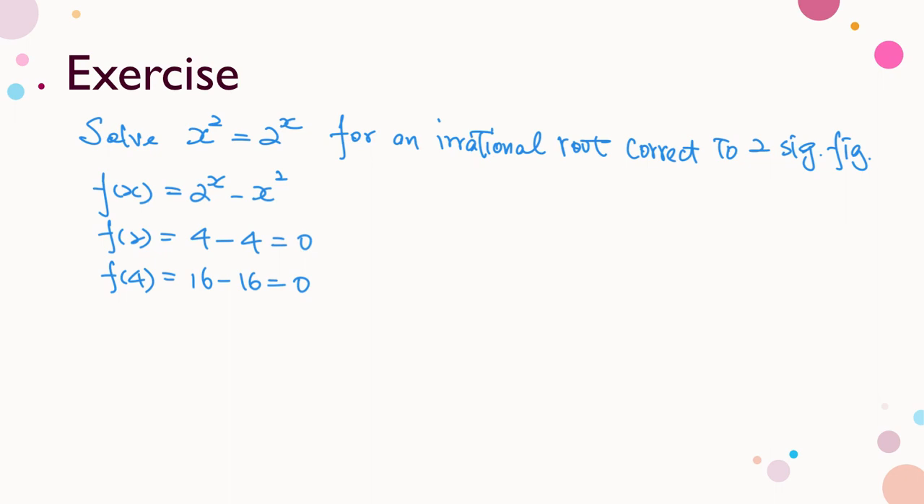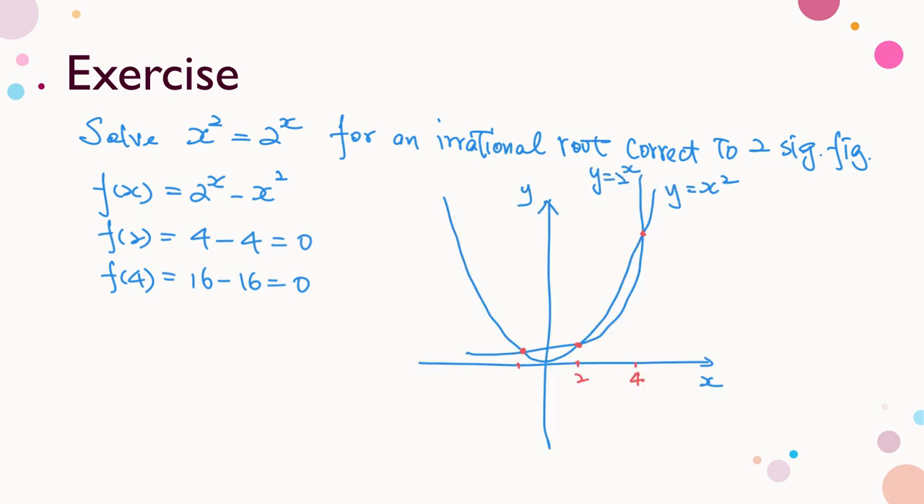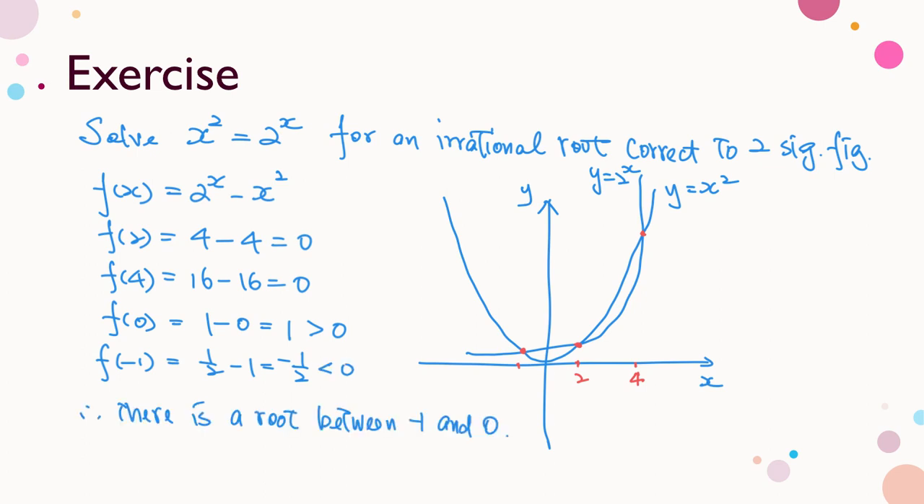If you sketch the graphs of y equals x squared and y equals 2 to the power x, you will see the graphs intersect at a negative value of x. Check that f(0) is positive and f(-1) is negative. There is a root between -1 and 0. You may use the bisection method and Newton's method to find it correct to 2 significant figures. I put down the answer in the comment of the video for your reference.